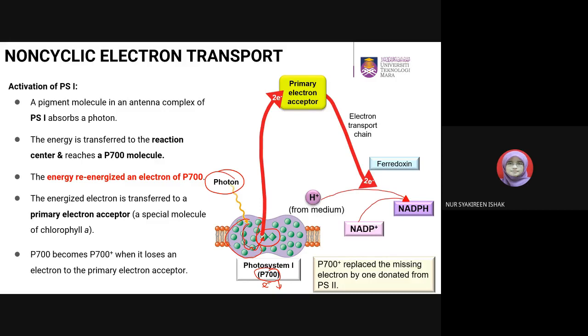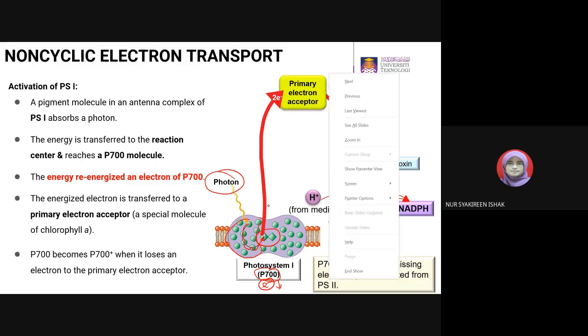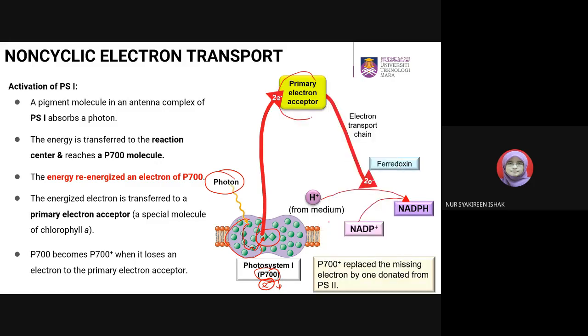So the photon will excite the electron. So the electron will be released from P700 and received by primary electron acceptor. Okay, sama je proses dia. So the energy is transferred to reaction center and reaches P700. So the energy re-energized an electron of P700. So the energized electron is transferred to primary electron acceptor, which is also a special molecule of chlorophyll A.